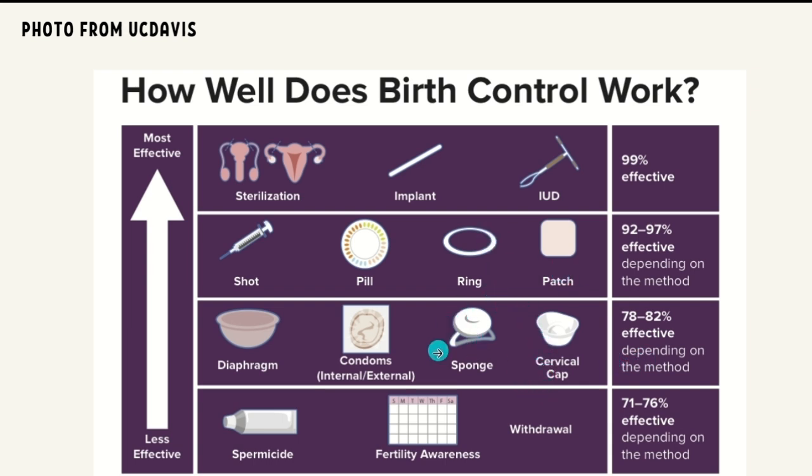So you have the cervical cap, the sponge, then the condom. That one is external, and then you have the diaphragm, which would actually go inside the vagina. And then 92 to 97% effective: you have the patch, the ring, the pill, and also the shot. Then 99% effective, you have sterilization. Basically, this would mean that they tie their tubes, or they have an implant, or you get an IUD. But an implant is something they put in the arm, I think. I don't necessarily remember. But yeah.